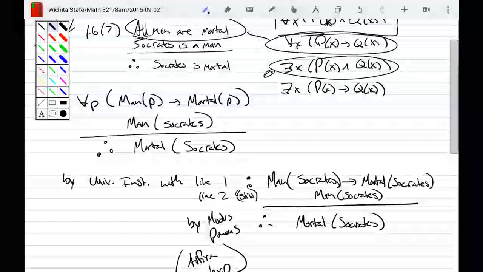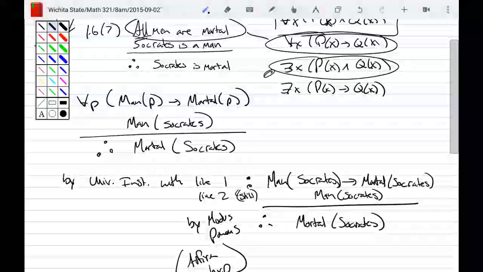I was talking about Socrates. But Socrates is a man. Oh, okay. By modus ponens, affirming the hypothesis, therefore, Socrates is mortal. So this is valid by using universal instantiation and affirming the hypothesis. Is everybody okay with that? So those are the two rules of inference we used.